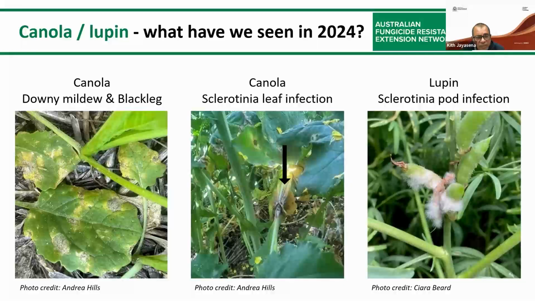Apart from that, we have seen turnip yellow mosaic virus on canola, and bean yellow mosaic necrosis on lupins, and recently we have seen botrytis gray mold on lupins.